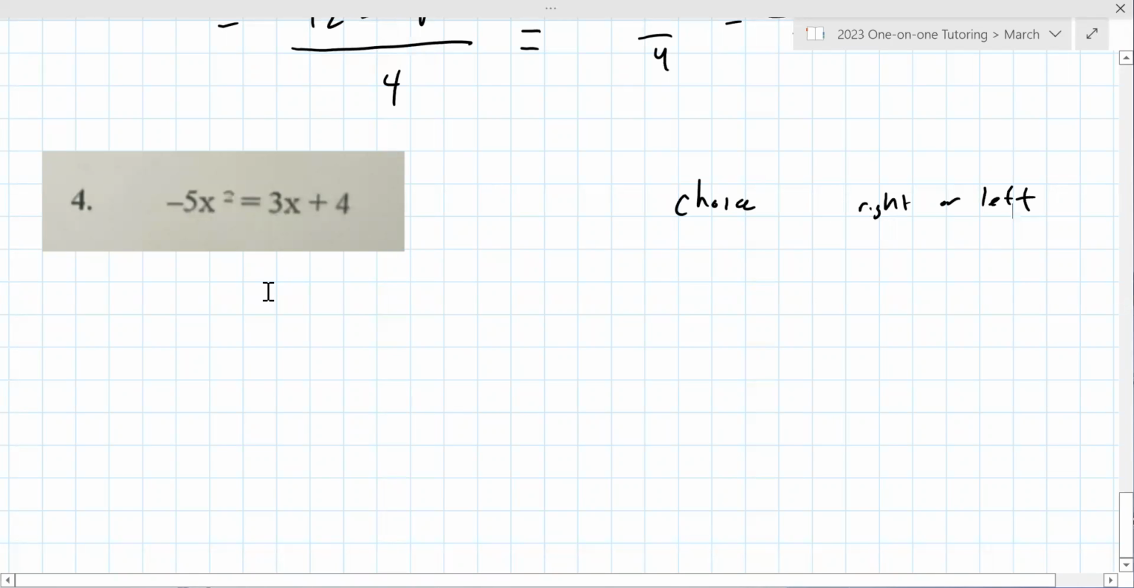But for now, do you want to move the 3x and the 4 to the left, or the minus 5x squared to the right? I'd move the minus 5x squared to the right. Okay, so we're going to add 5x squared to both sides. So it becomes 0 equals 5x squared plus 3x plus 4. And if you don't like the 0 equals on the left, you can just put it over there on the right. It's okay.